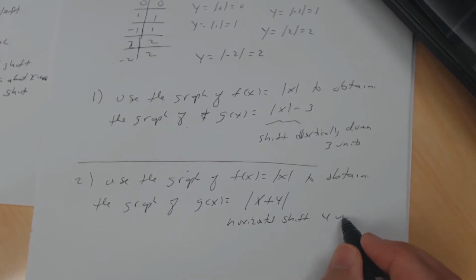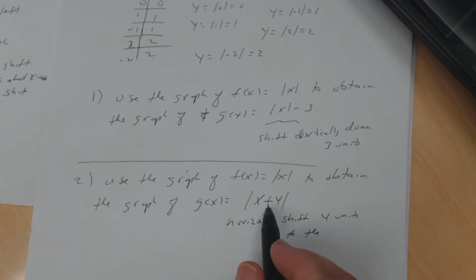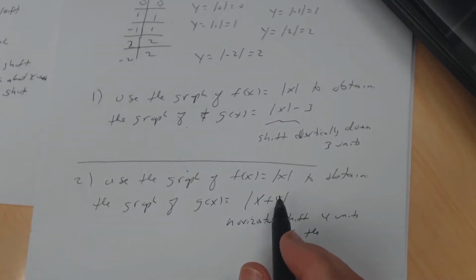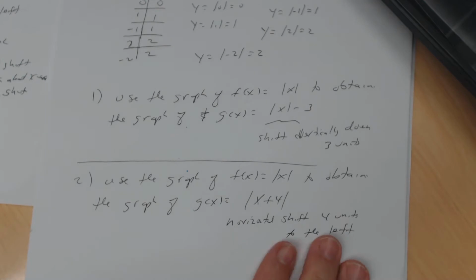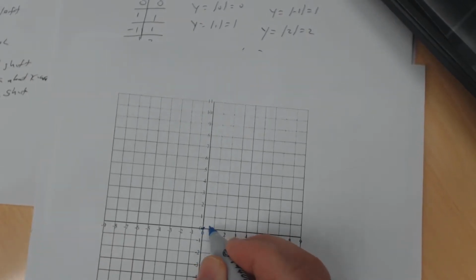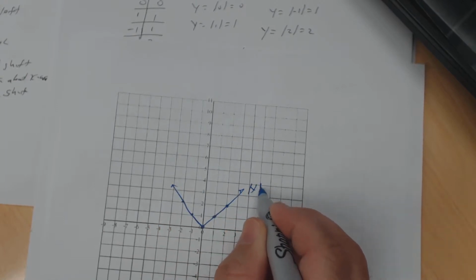It's counterintuitive. Even though you see a plus 4 and you think to the right, you actually go to the left. So 4 units to the left. What you're going to do first is graph the parent function, which is the absolute value of x, since the horizontal shift is the only transformation. So (0, 0), (1, 1), (2, 2), (negative 1, 1), (negative 2, 2). So there's your parent function.